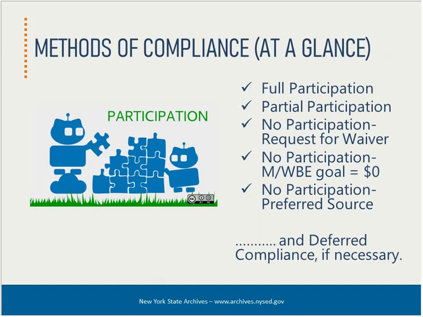For LGRMIF purposes, there are 5 methods of compliance: full participation, partial participation with a partial waiver, no participation with a full waiver, no participation based on your MWBE goal of $0, and using a preferred source. For the LGRMIF program, you also have the option of deferring compliance. All MWBE-related documentation should be submitted with your application. If you cannot provide this documentation at that time, you then have 30 days from the date of your award notification to submit the appropriate paperwork. More on this later. We will discuss each of these methods in detail in subsequent slides.